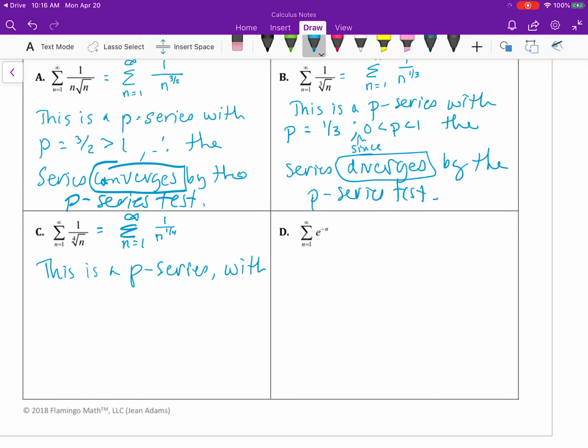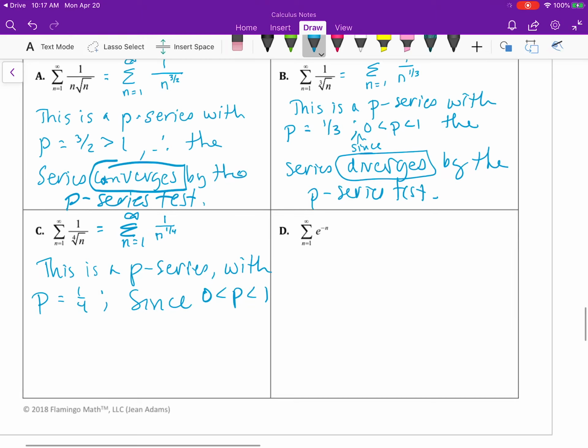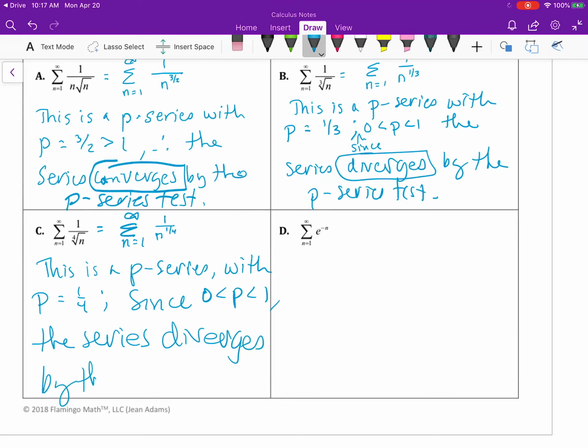This one's going to be 1 over n to the 1/4, and it's going to be the same thing. This is a p-series with p equal to 1/4. Since p is between 0 and 1, the series diverges by the p-series test.